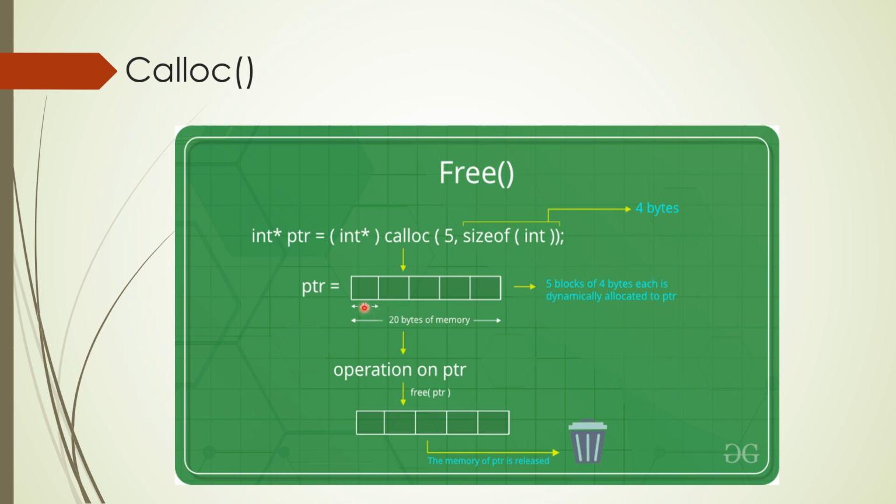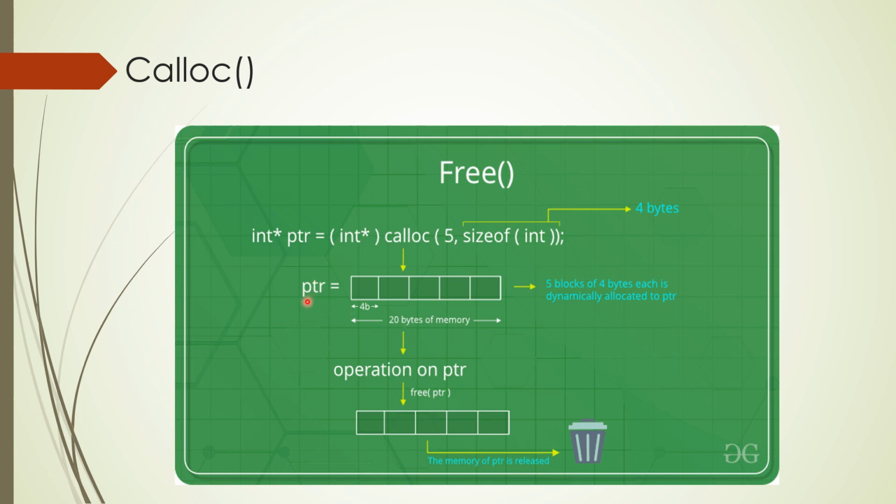Each of these blocks is 4 bytes. So in total there are 5 blocks: 4 plus 4 plus 4 plus 4 plus 4. 4 plus 4 is 8, 8 plus 4 is 12, 16, 20. So 20 bytes of memory will be allocated for the variable ptr.